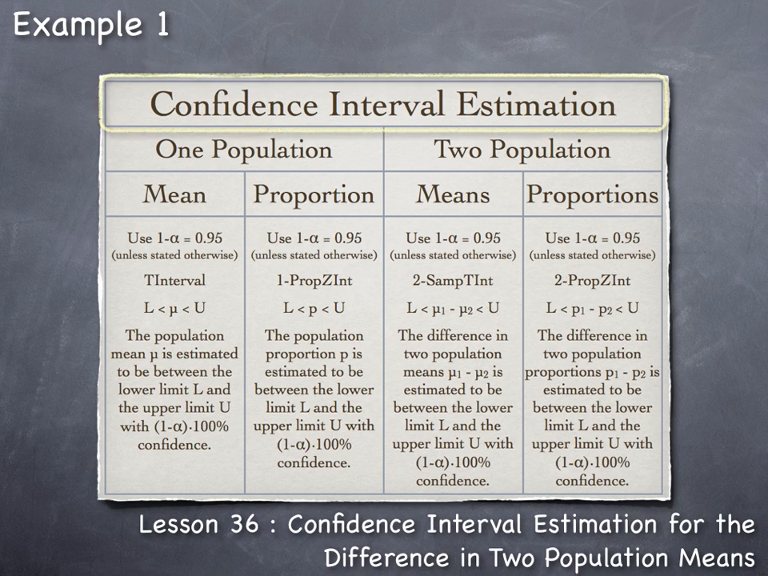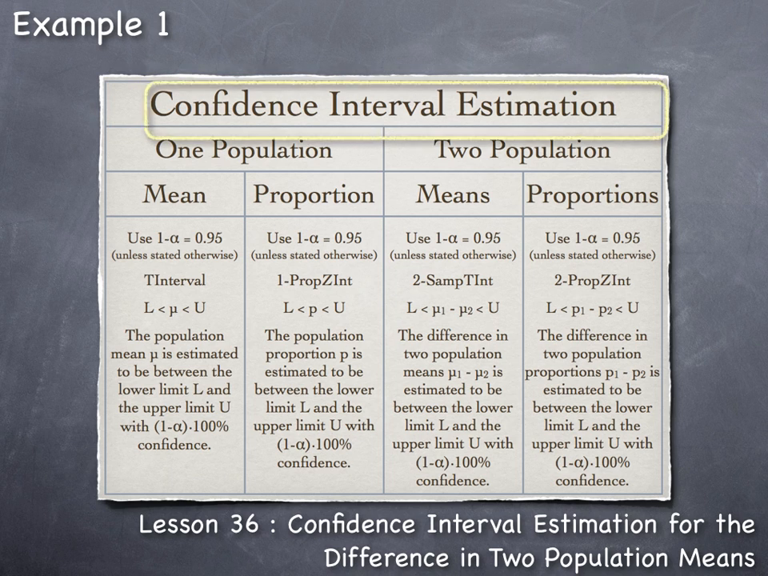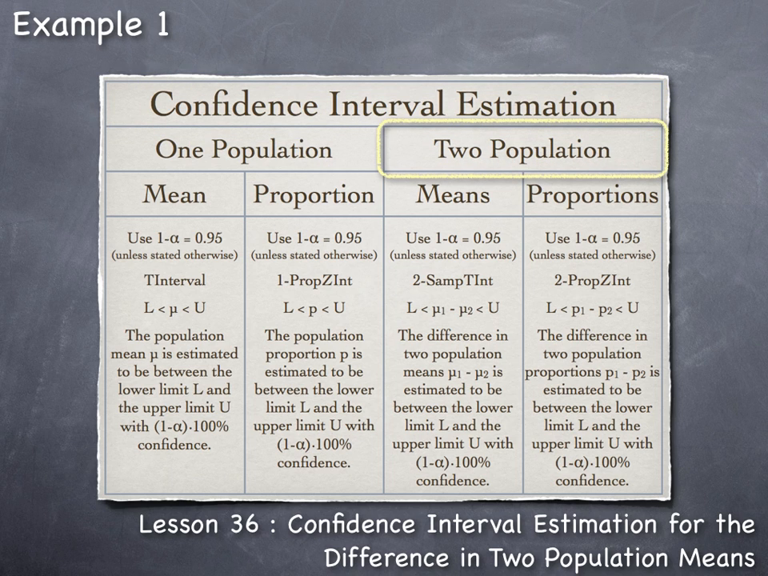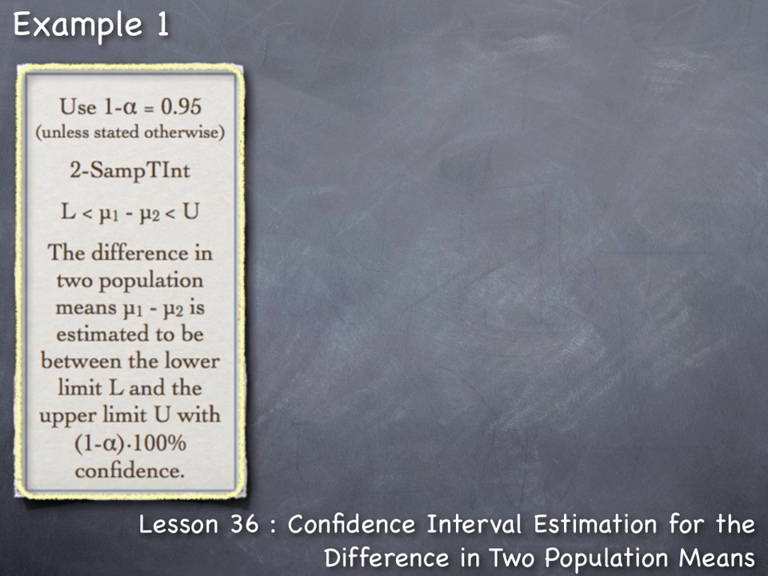So, in this example, we'll be constructing a confidence interval estimation for two population means. So, we'll use the following results to take us through the steps of constructing our confidence interval estimate. First, with the level of confidence, we'll be using the customary 1 minus alpha equals 0.95. Next, the 2SampTInt command. This is where we use the calculator to help us construct our confidence interval. But in order to construct the confidence interval, we need to have our sample data.